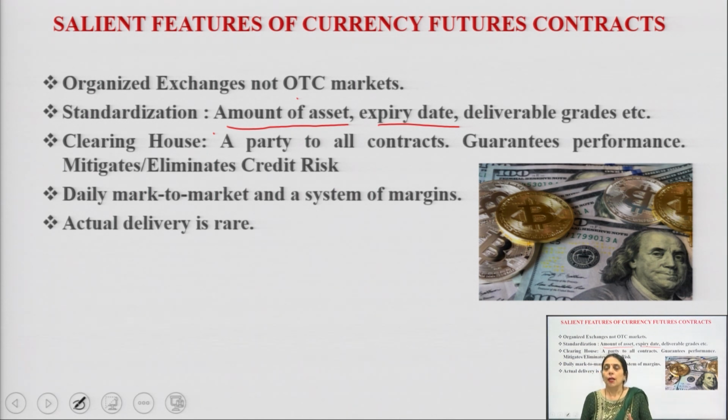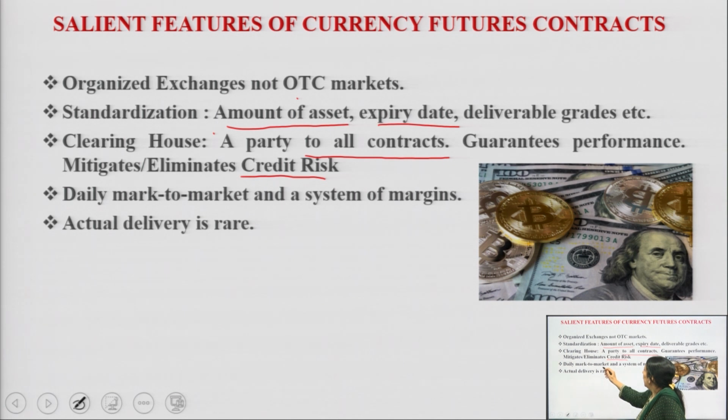Then the clearing house. The clearing house plays a very important role in the case of the currency future contract, and any future contract. Whenever a person takes a position, whether short or long, the buyer has to deposit some amount, known as a performance bond, with the clearing house as security, so that they can eliminate the credit risk. The clearing house is a party to all contracts.